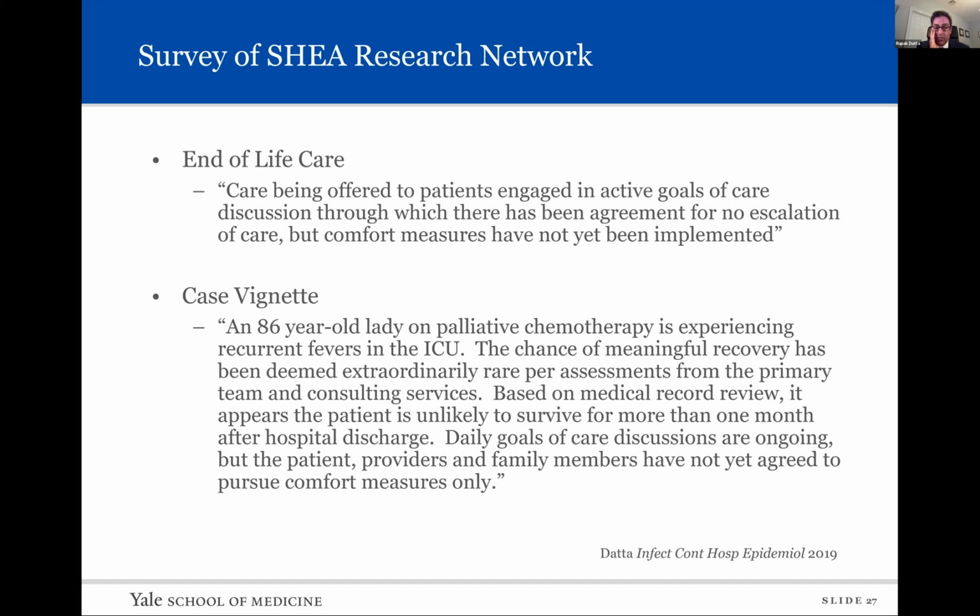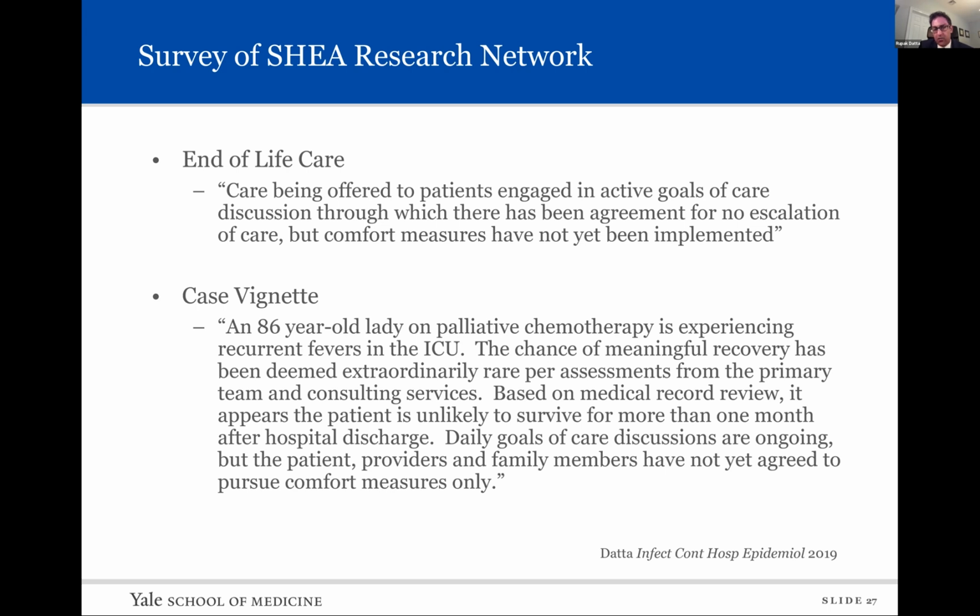And so the purpose of this survey was to understand what stewardship programs were doing around the country during the management of these patients. So this was a survey of hospitals participating in the SHEA research network. This is a consortium of roughly 100 hospitals across the country, some also internationally, that are engaged in research related to hospital epidemiology and stewardship.